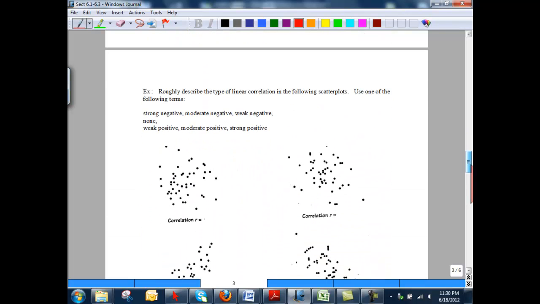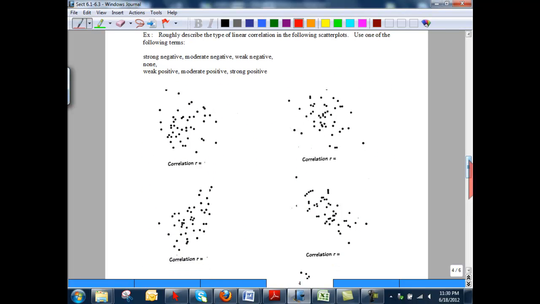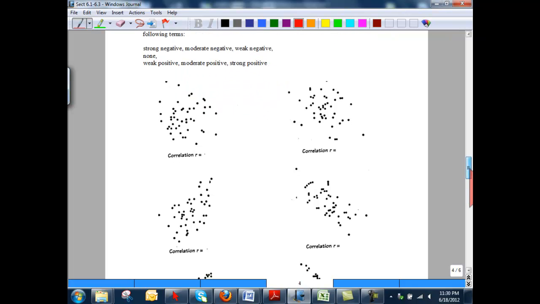Okay, let's get more specific. We talked about positive and negative correlation. Now let's talk about strength of correlation. So instead of just saying positive or negative, I'm going to say things like strong negative, moderate negative, weak negative, and likewise for positive correlations.